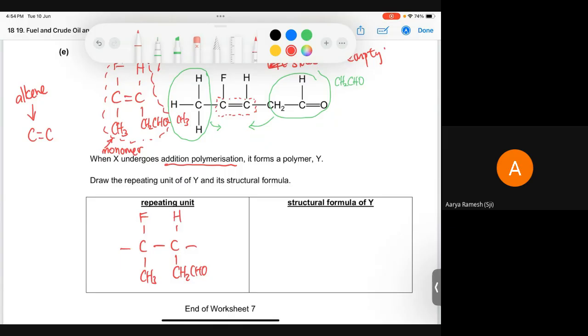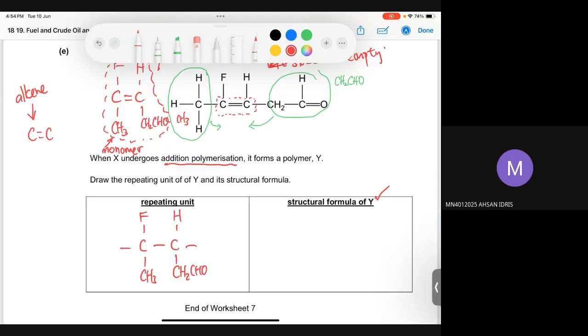What do you think will be the structural formula of Y now? Y is the polymer. So how to draw the structural formula of the polymer? It's basically the same thing repeated, right? Same thing repeated. Repeating unit.